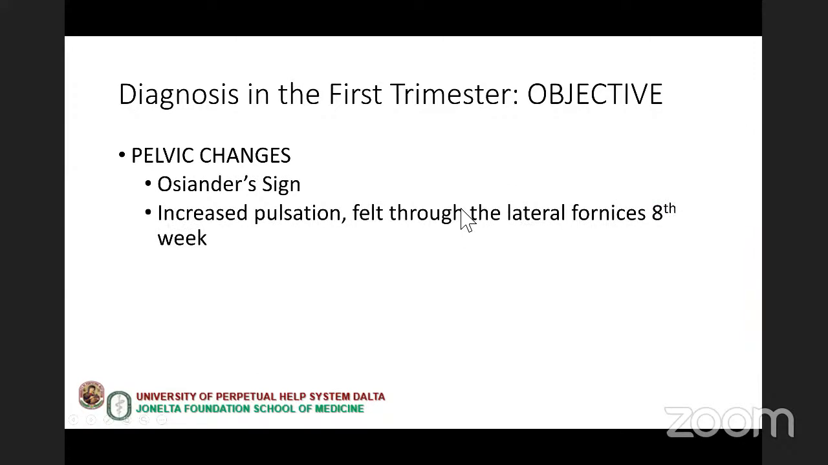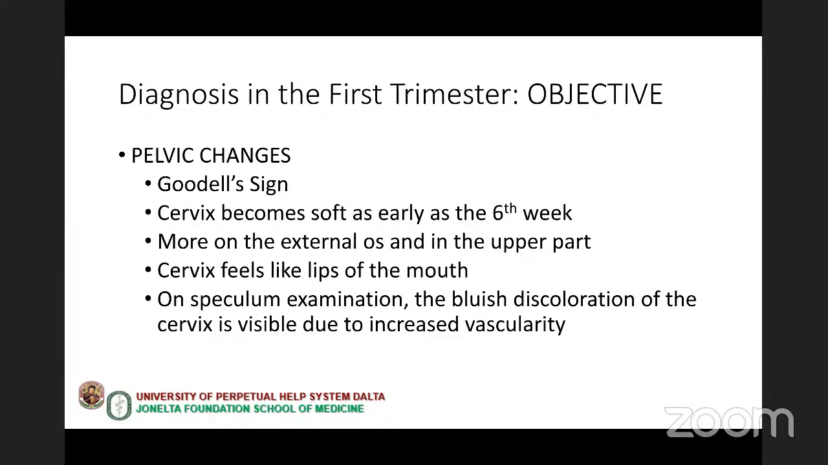Next would be Osiander's sign. So Osiander's sign would simply mean there's increased pulsation, which is felt in the lateral fornices beginning on the 8th week. Okay. And your Goodell's sign, your cervix becomes soft as early as the 6th week. This is more pronounced on the external os and in the upper part. So cervix feels like the lips of the mouth. So the cervix would usually be firm. But for the pregnant patient, it becomes softer, like the feel of your lips. Okay, that's how soft it would be.